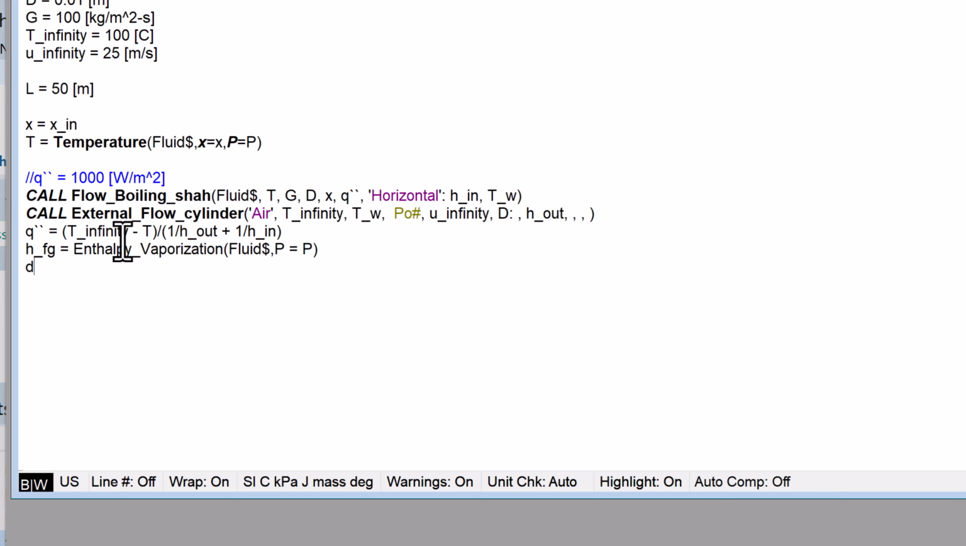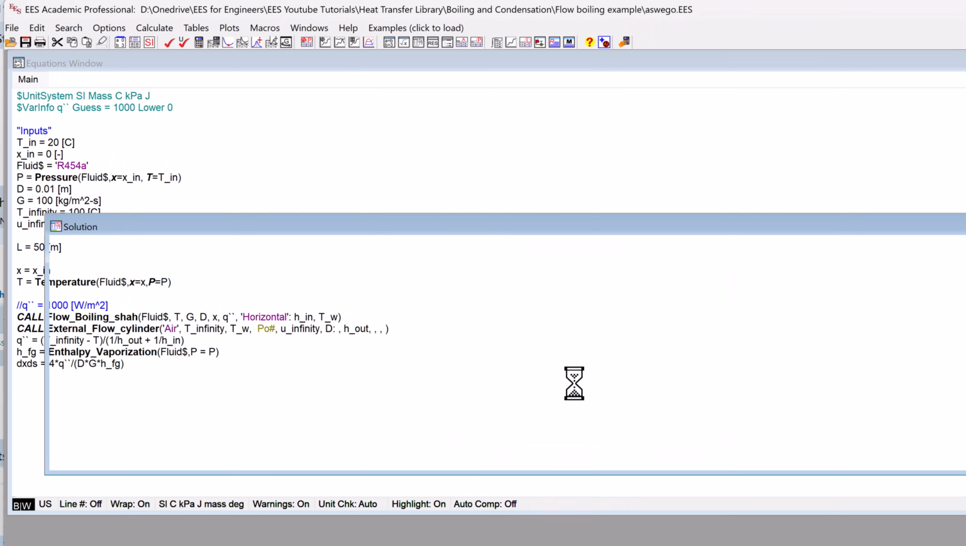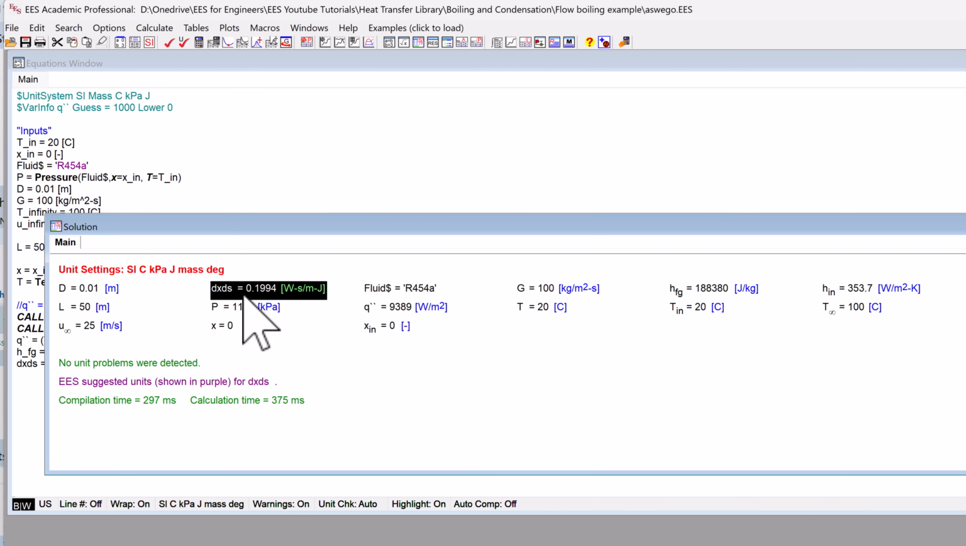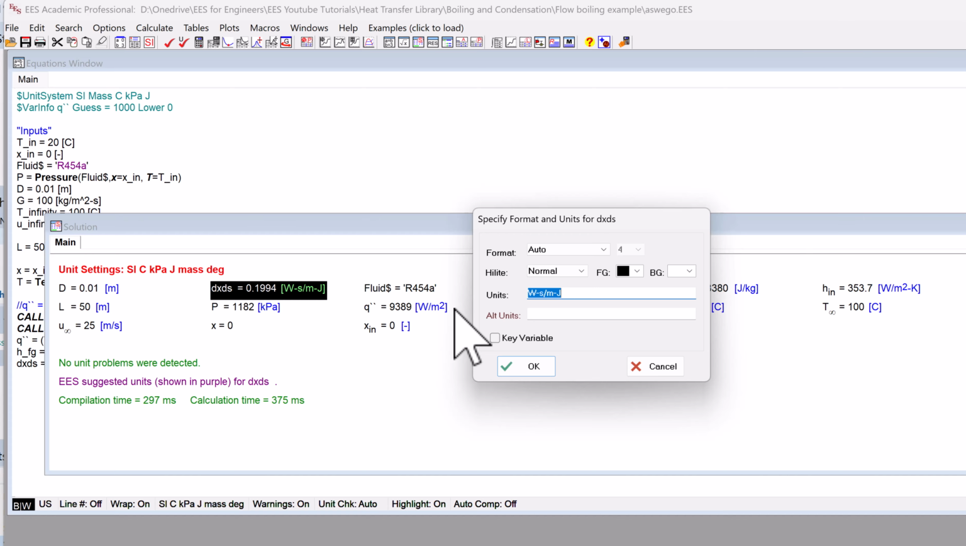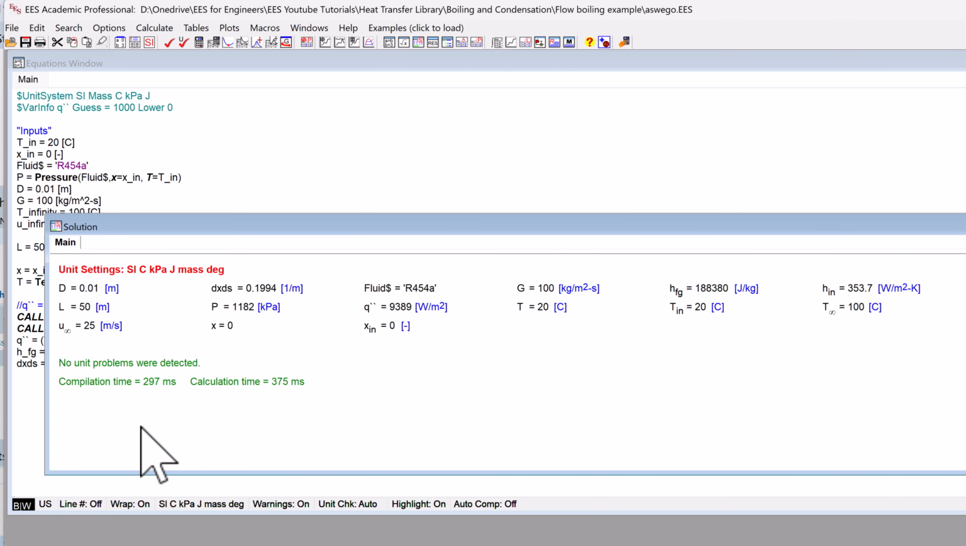So this is dx ds is equal to 4 times the heat flux that I calculated, divided by, let's see, I think it's d times g times hfg. So if I solve now, I should get dx ds, which is, what would that be, 1 over meters, I think, right? And that seems to work out pretty good.